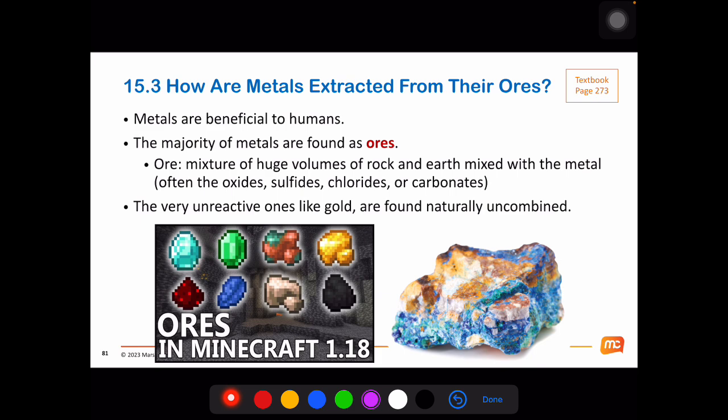But for some of the metals that are very, very unreactive, like gold, you just dig it up and you can do some simple separation without using a chemical process, and you can still get the gold in pure form. Because they are so unreactive, they cannot react with anything.